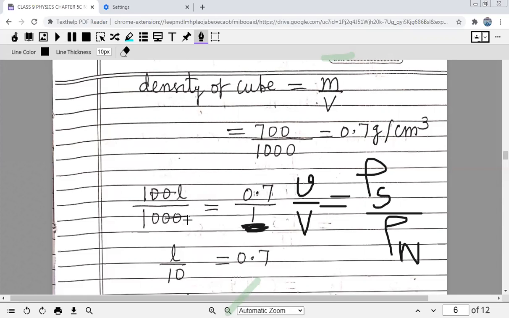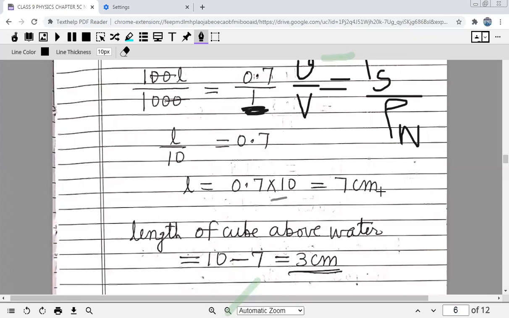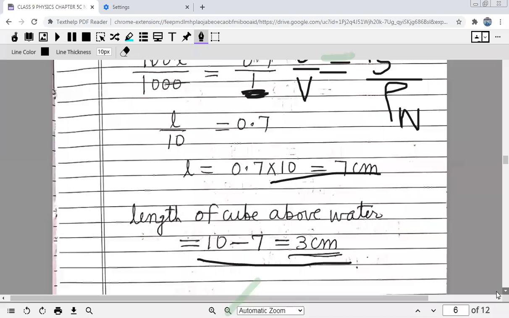So 100 into L upon 10. When you simplify, it will come out 7 centimeter. 7 centimeter is below the water. So what is the length above the water? It is 3 centimeter. Length above the water will be 3 centimeter. Now you see the next question.